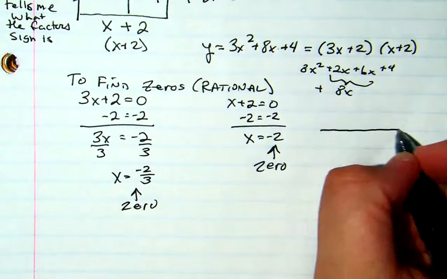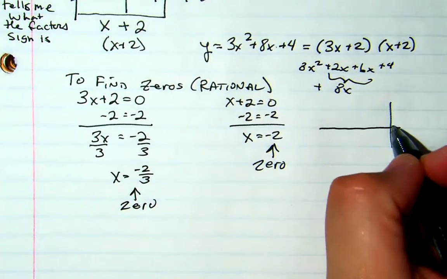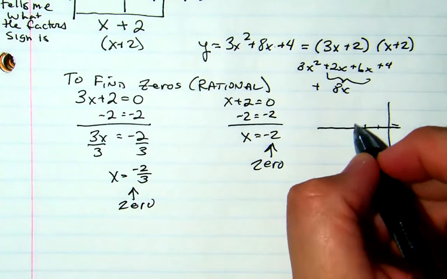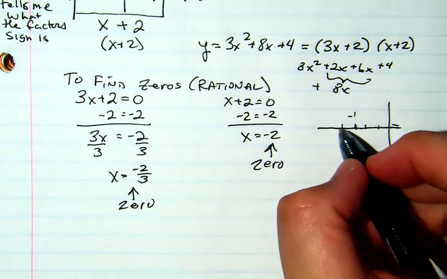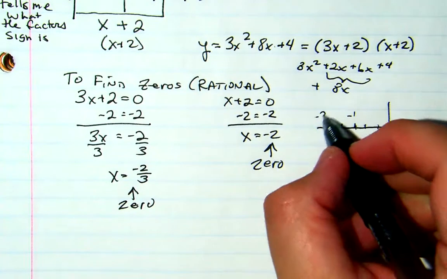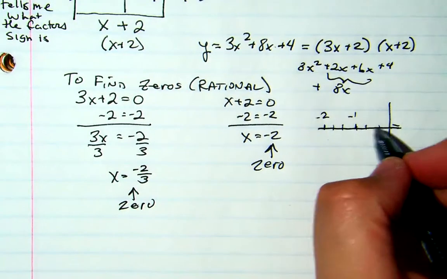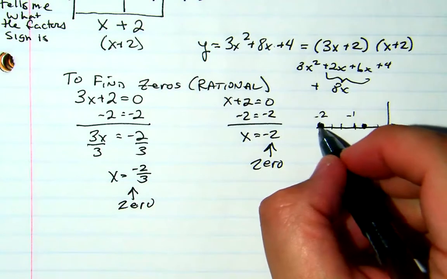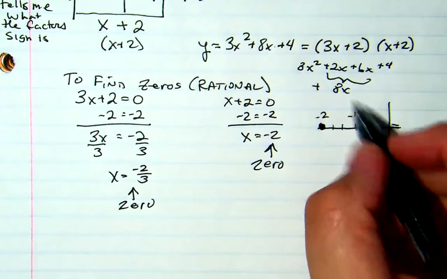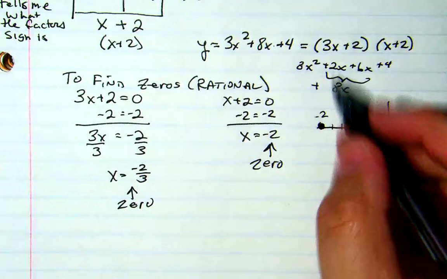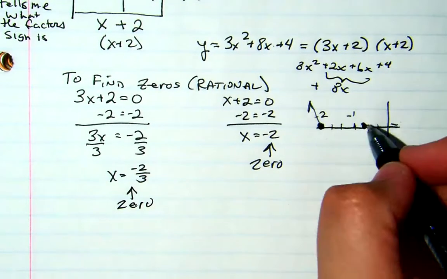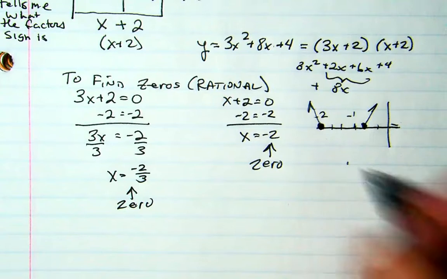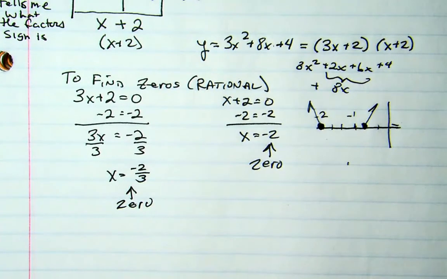So if I really wanted to, I could say, alright, 1, 2, 3, that's negative 1. 1, 2, 3, that's negative 2. Negative 2/3 would be right there, and negative 2 is right there. Those are my two zeros. I know it's 3, so I know it's opening up, so I know it's going to go that way. I know it's going to go that way. And then I'd have to find the vertex down there somewhere. We could use a calculator for that.